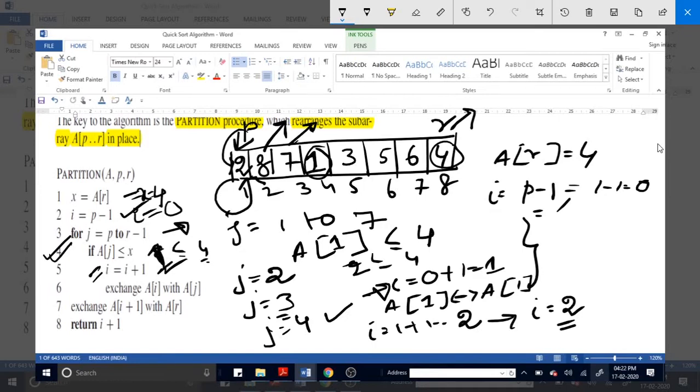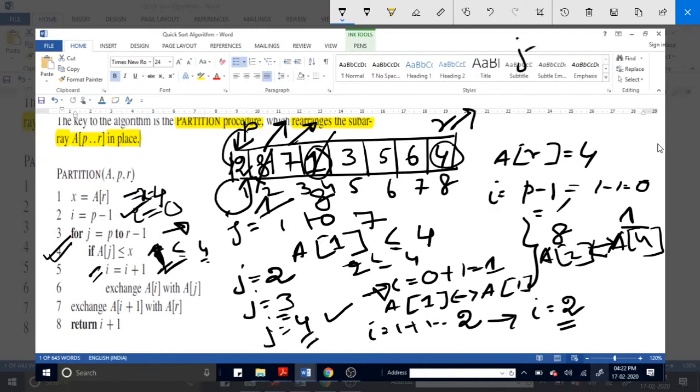So what is the J? J is A4. So A4 will be swapped with A2. A2 is nothing but 8. 8 will be swapped with 1. So J is 4. Next J is 5.